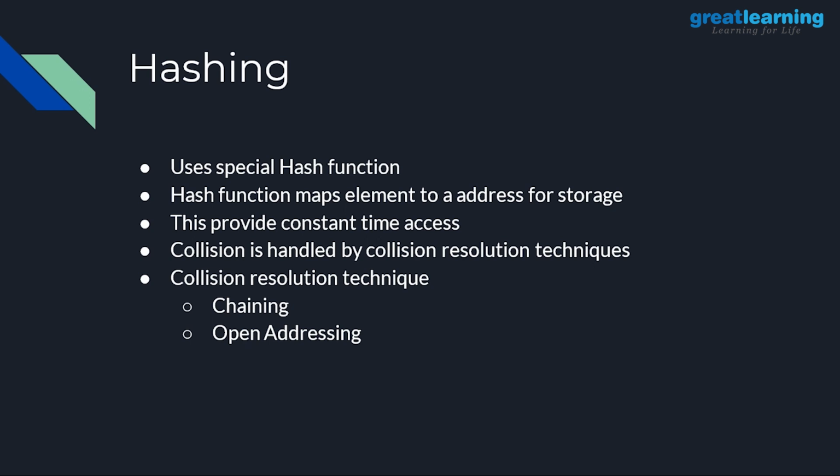Now, what are the two main techniques of resolution with which we can minimize our collisions? The first one is chaining. What do you mean by chaining? Basically, whenever a collision happens, for example, 10, 20, 30, 40, so there's a collision. We are trying to map 4 elements to a particular location, right? So now, in chaining, what happens?